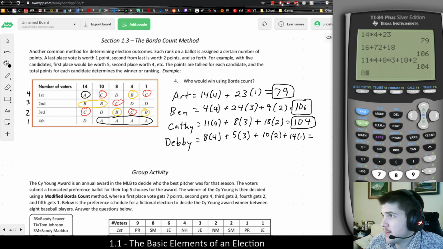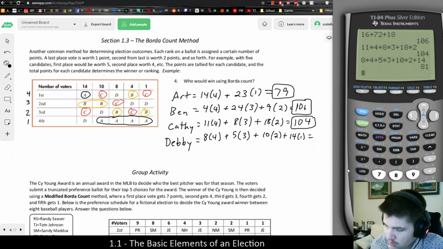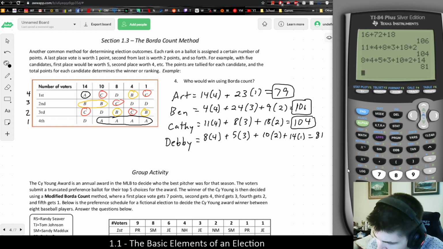Adding all those up, 8 times 4 plus 5 times 3, plus, whoops, not multiply, plus 10 times 2 plus 14 times 1. I don't even need to do times 1, obviously, which would be a total of 81 points for Debbie.